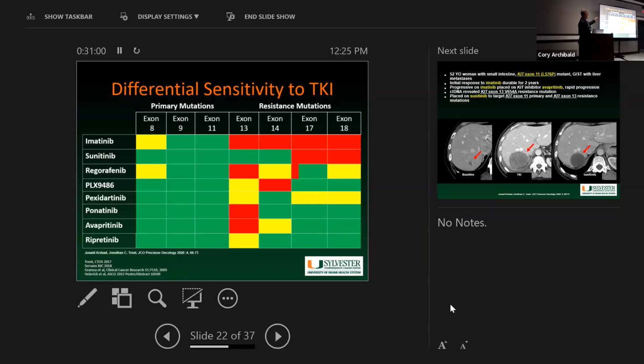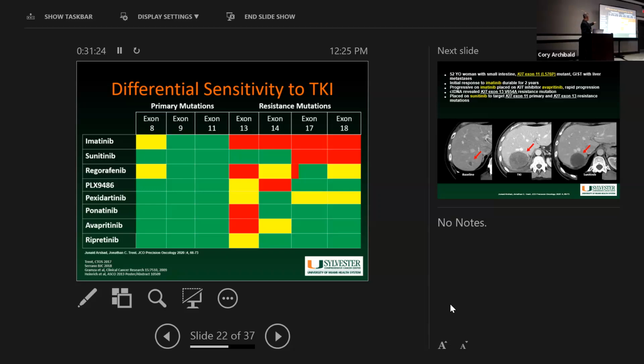If you look at exon 13, red means resistant, yellow means sort of mostly resistant, green means sensitive. So if you look at exon 13, sunitinib is really the only one, and it's the one that's the most effective against patients that have an original exon 11 or 9 mutation and a subsequent exon 13 resistance mutation.